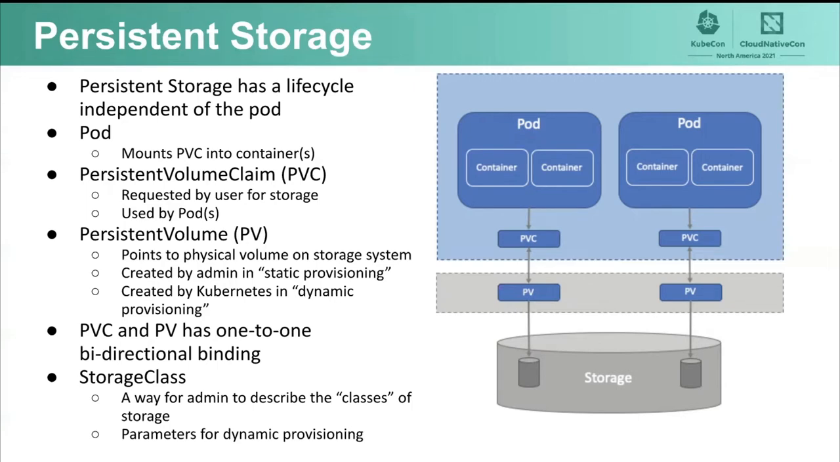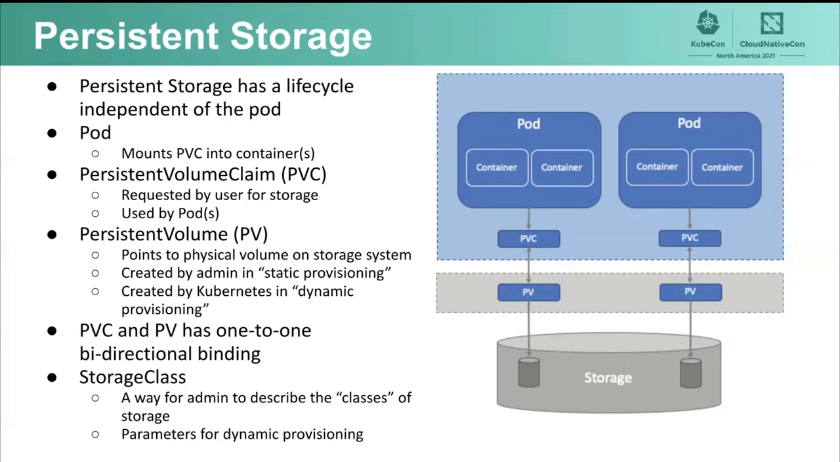A PV, persistent volume, is a cluster scope object. It represents a physical volume on the storage system. A PVC and a PV have a one-to-one mapping. Storage class is in the cluster scope. It is a way for admin to describe the classes of storage. Different classes might map to different quality of service levels or other admin-defined policies. In dynamic provisioning, storage class is used to find out which provisioner should be used and what parameters should be passed to the provisioner when creating the volume.